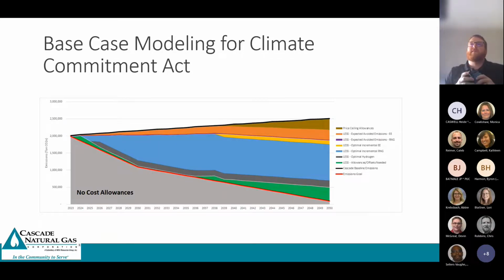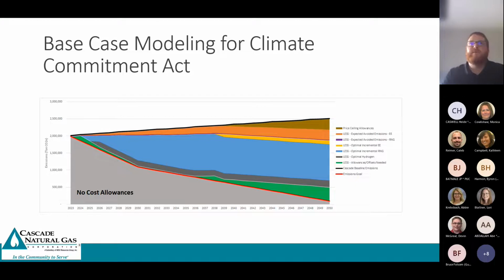So, base case modeling for climate coming back. And I do have to point out, these are not our actual results. As you saw in slide 26, the differing policies between Washington and Oregon, there was a question mark on RNG attributes, which is this blue piece. And you can see that that question mark is a pretty big question mark here.